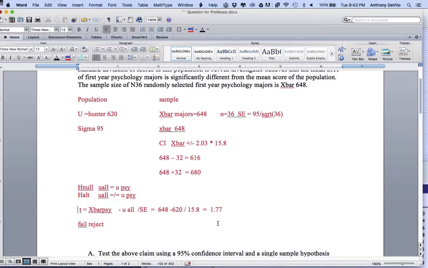Another way of looking at it is your p-value, your probability of being wrong, if you use a z-table, has to be less than 5%. Okay, they're both the same. Small p-value, big t-value are the same thing. Okay, does that make sense?